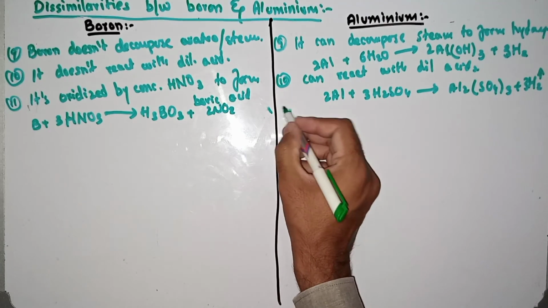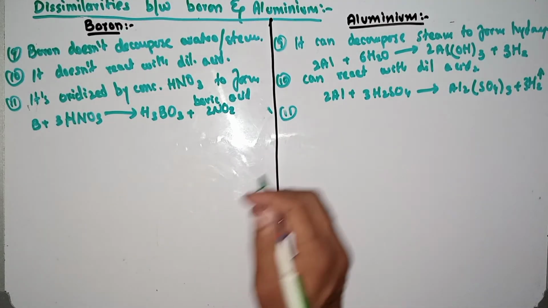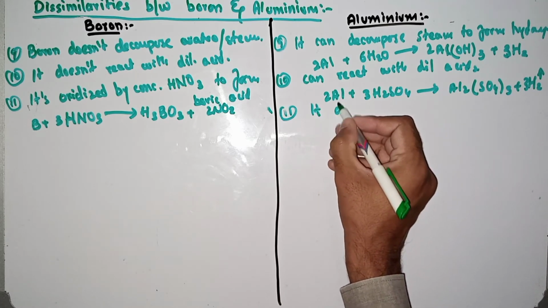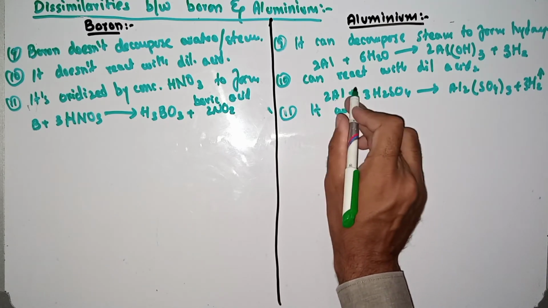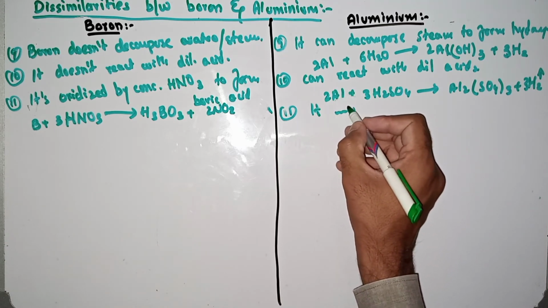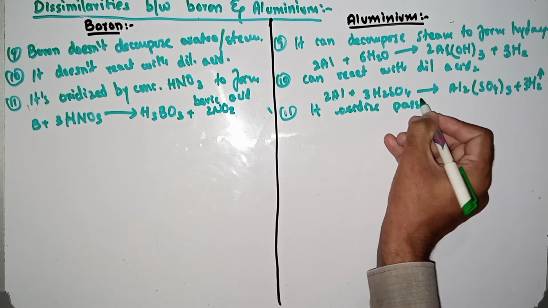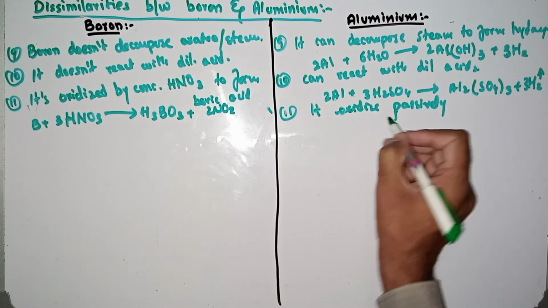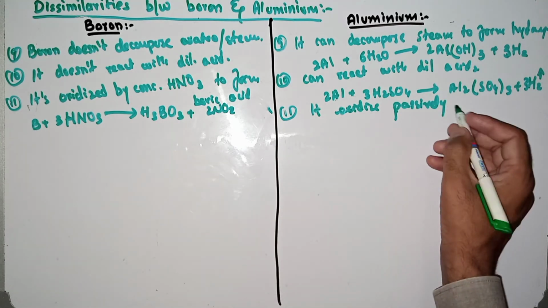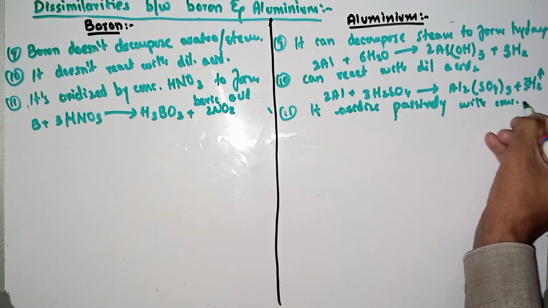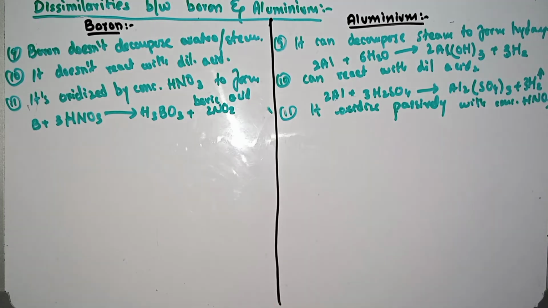But in case of aluminum, it reacts passively with concentrated nitric acid. Passively means the rate of oxidation will be very slow with concentrated HNO3. So this is one difference between boron and aluminum. I hope it is clear.